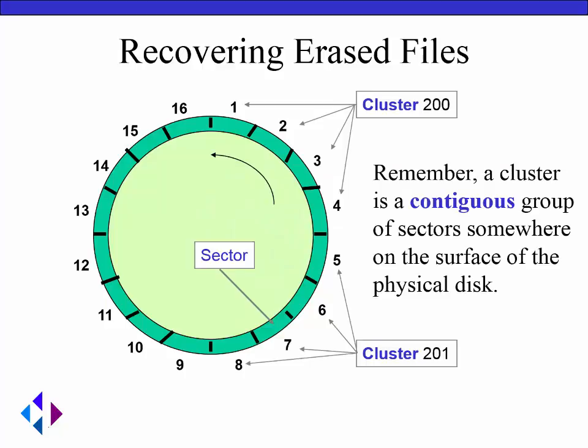At this point, I guess we should review what a cluster is in regards to a FAT table and a FAT operating system. A cluster is nothing more than the continuous group of sectors on a disk, the physical sectors on a disk, and they refer to a group of them as a cluster. In this example, cluster 200 are sectors 1 through 4. Cluster 201 would be sectors 5 through 8. So when we refer to a cluster in the FAT table, it will actually refer to multiple sectors.